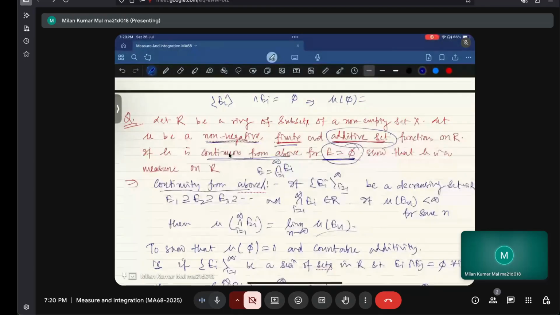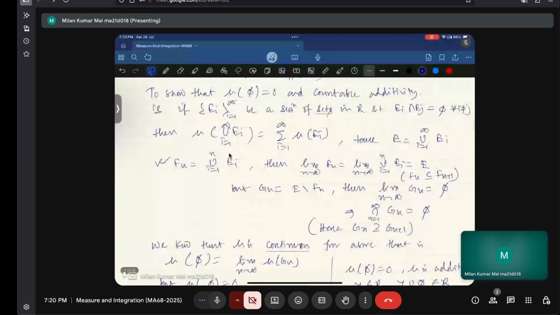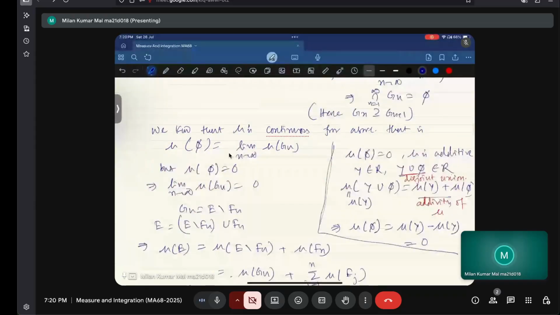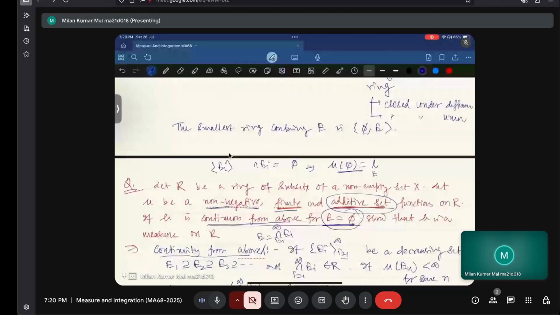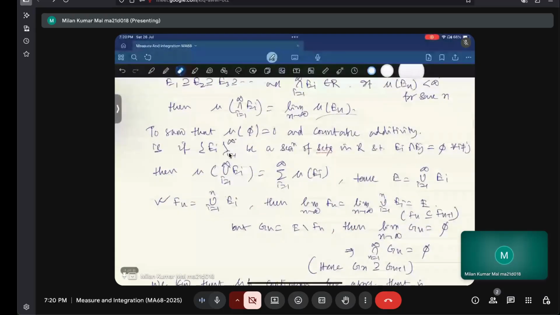Why is this zero? Because of additivity. If I take any arbitrary set E and intersect it with phi, the empty set, additivity gives that mu of the empty set is zero. So this gives that mu of empty is equal to the limit as n tends to infinity of mu of En. This is what continuity from above gives. Now I will use this in reverse, so that it will be a continuity from below type of thing.